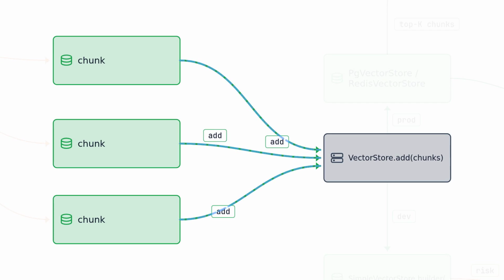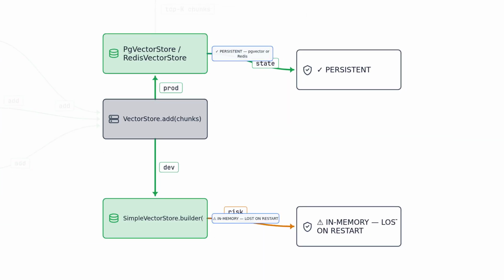Stage 3, the embedded chunks land in a vector store. One call, vectorStore.add(chunks). 2 options. Simple Vector Store is perfect for a demo and gone the instant you restart. Production wants PGVector or Redis Vector Store, persistent and horizontally scalable.